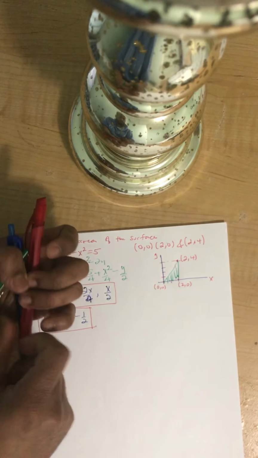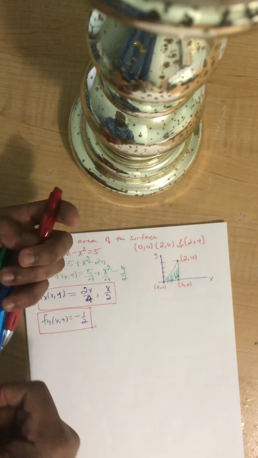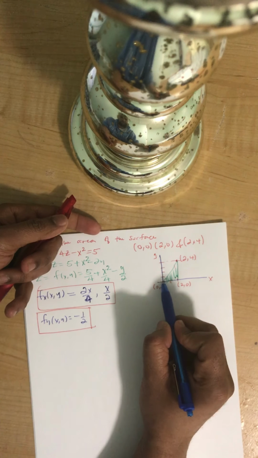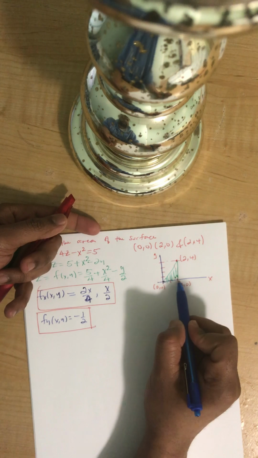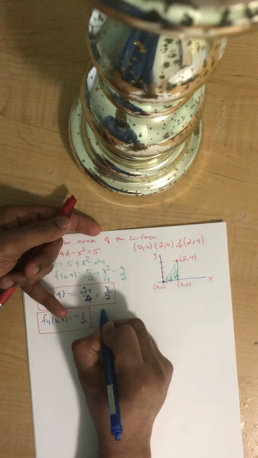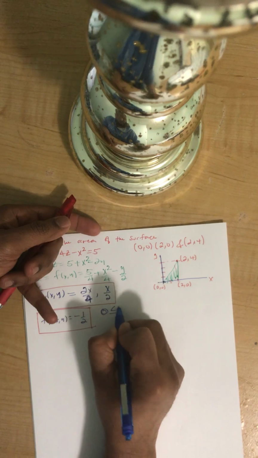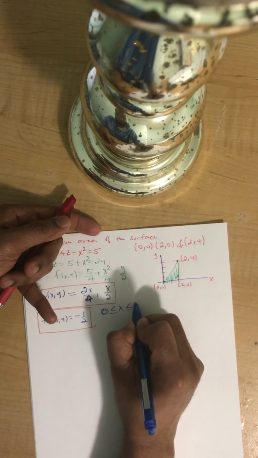Alright, so now I know that my lower limit in the x direction is 0 and the upper is 2. So I can write the boundaries for x: 0 less than or equal to x less than or equal to 2.